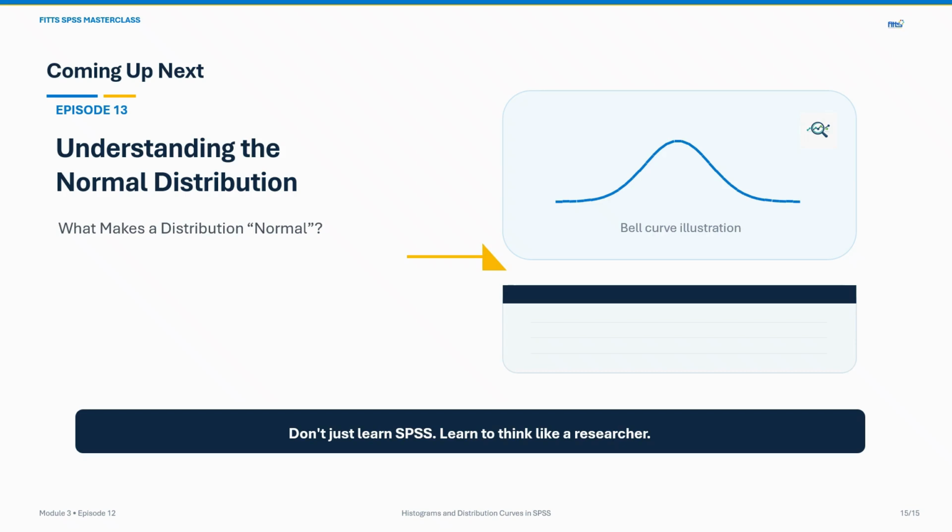In our next lesson, we will answer an important question. What makes a distribution normal? You're going to learn the characteristics of the normal distribution and why it's so important in statistics and why many statistical tests rely on this assumption. Understanding the normal distribution will prepare you for formal normality testing and for selecting the correct statistical methods in your own research. Until then, keep practicing, stay curious, and remember, don't just learn SPSS, learn to think like a researcher.